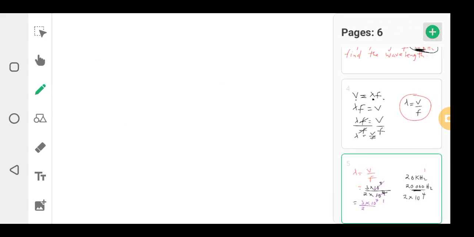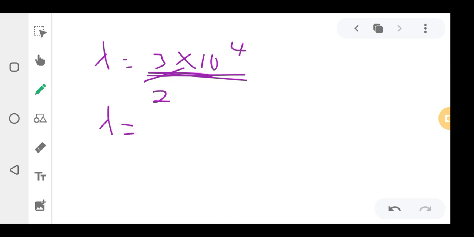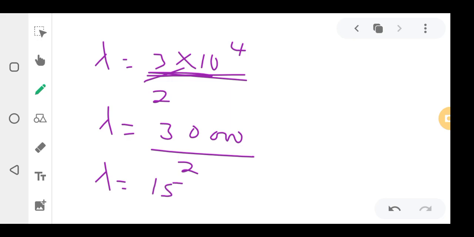And then what do you have? So that is 3 over 2 times 10 to the power 4. Okay? There's a dash there. So what do you have? 3 times that one, it will be 30,000. Okay? 30,000 divided by 2. So what is the 2 into 30? It's 15. And then these zeros will come here.